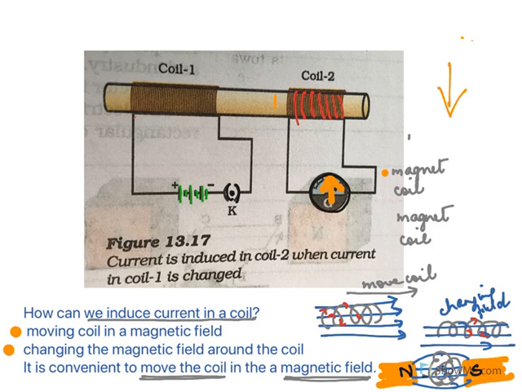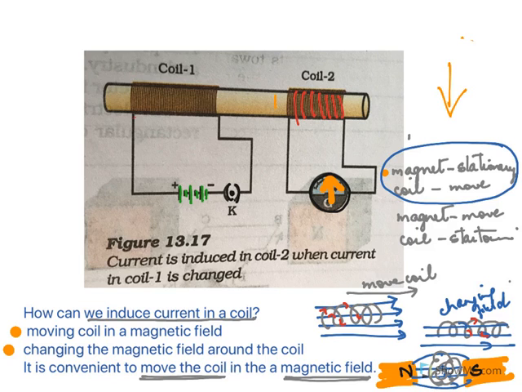To go over these points again, there are two options we said. The first option is to keep the magnet stationary and move the coil, or the second option, you move the magnet while you keep the coil stationary. We usually choose the first option of keeping the magnet stationary and moving the coil, because magnets are very heavy. It's better to keep them stationary and to move the coils.